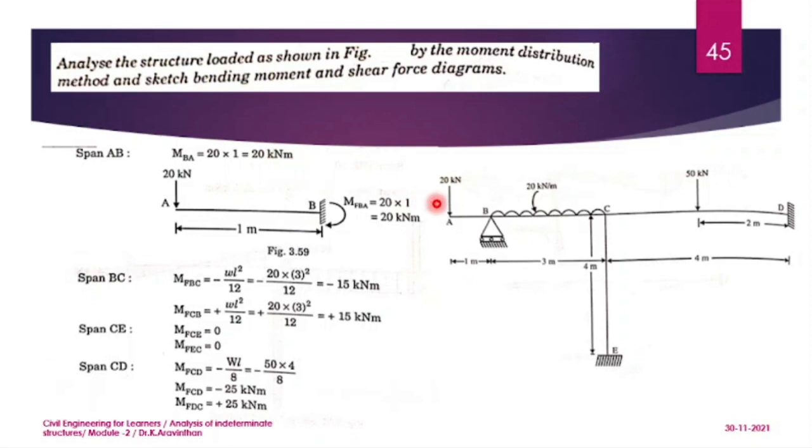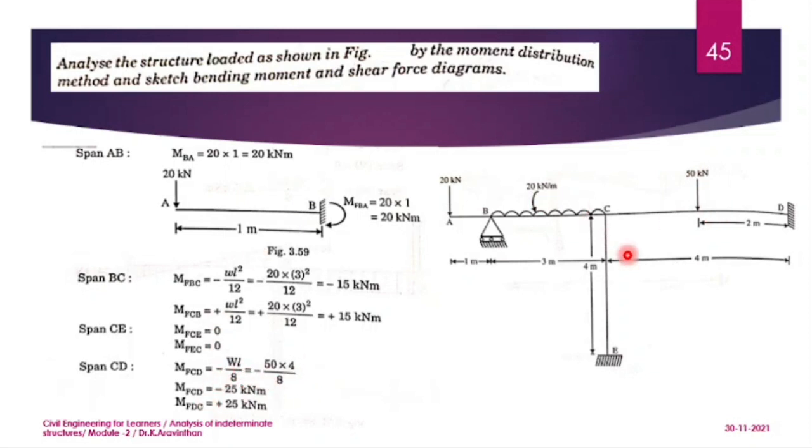Always you can have a cantilever beam, the formula is not given. It is very simple. If it is a point load, you can take load into distance. If it is a UDL, you can take load into distance by 2. You can solve for the rest of the spans. B to C is a uniformly distributed load. Your formula is minus WL square by 12 and plus WL square by 12. Span C to E doesn't have any load and it will be 0, and span C to D has a point load at its center, hence the formula is WL by 8.